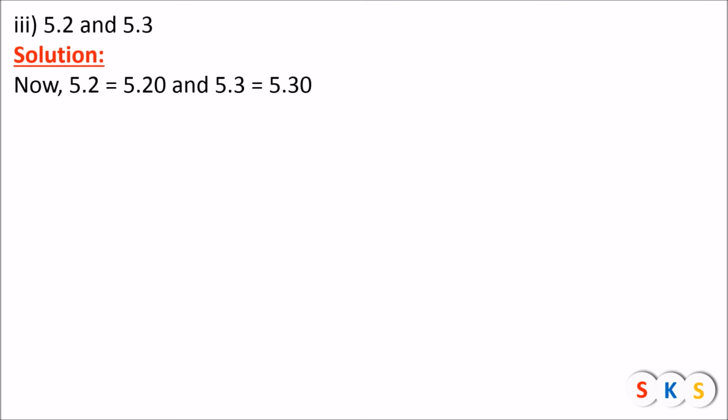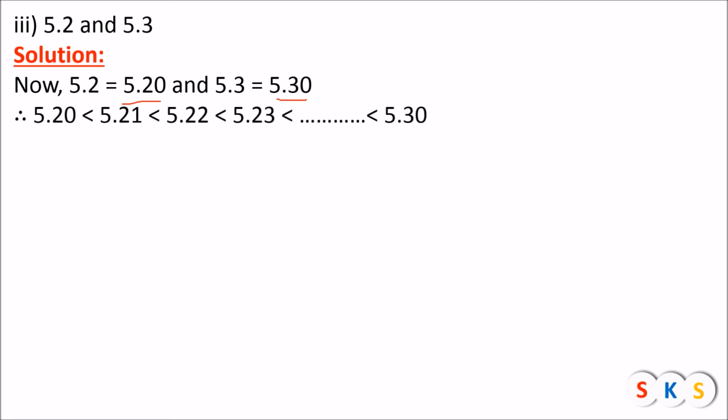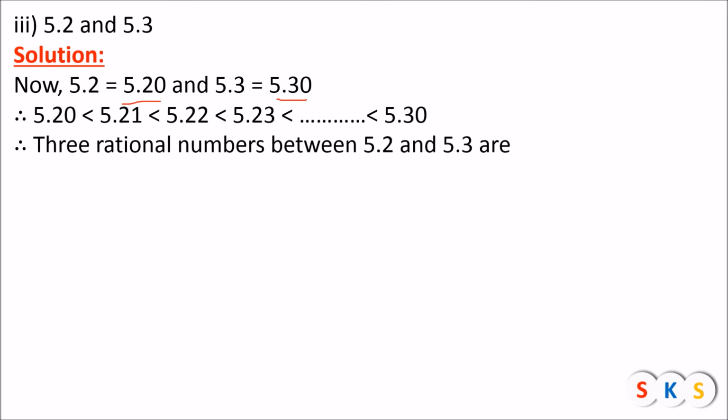Now we have to find three rational numbers between 5.2 and 5.3. 5.2 can be written as 5.20 and 5.3 can be written as 5.30. So the numbers between 5.20 and 5.30 are 5.21, 5.22, 5.23. So we have many numbers between these two. So three rational numbers between 5.2 and 5.3 are 5.21, 5.25 and 5.26.